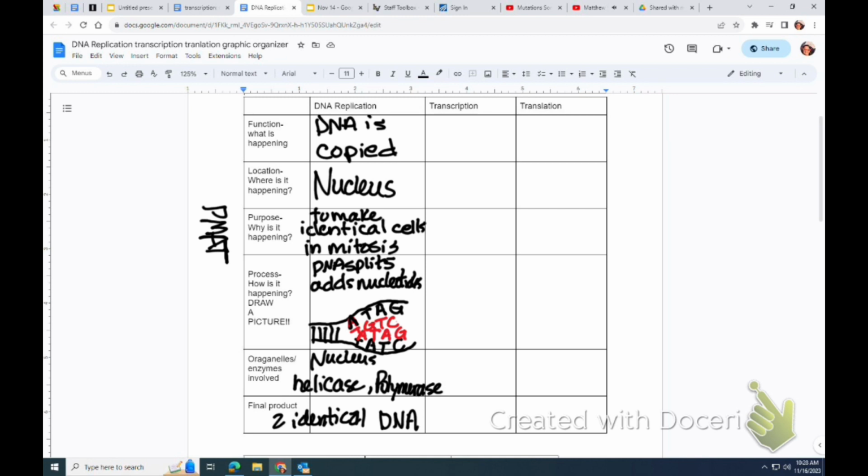So that's replication happening in the cell cycle, right? What phase? Do y'all remember? S. It's happening in the S phase of the cell cycle.